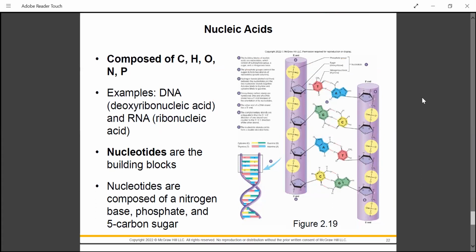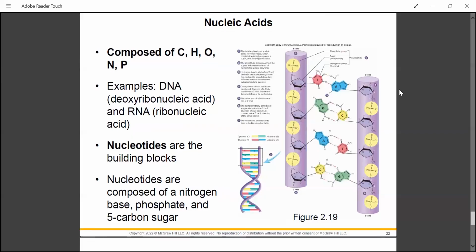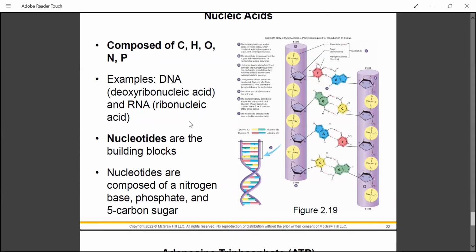Okay, last category is nucleic acids. So again, of course, we're going to have carbon, hydrogen, and oxygen. We're also going to have nitrogen and phosphorus. So you'll see our two big examples are DNA and RNA. This example shows DNA here.